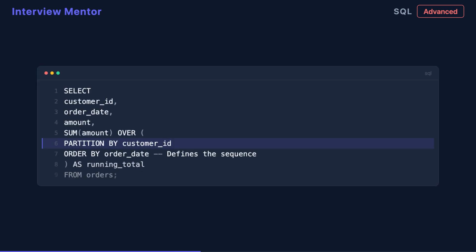The ORDER BY clause inside OVER defines the sequence. You must order by a date or timestamp column so SQL knows which row comes first, second, third, and so on. Without ORDER BY, the running total is meaningless because there's no defined order to accumulate values.